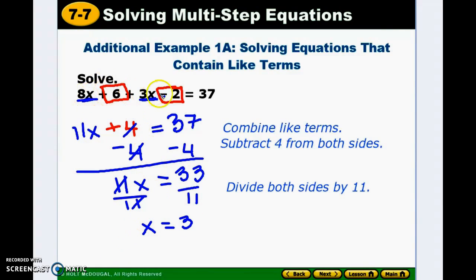So the first thing you want to do is look to see again if there are any numbers or terms that we can put together.